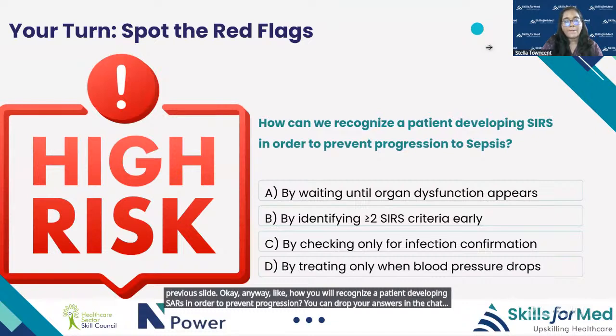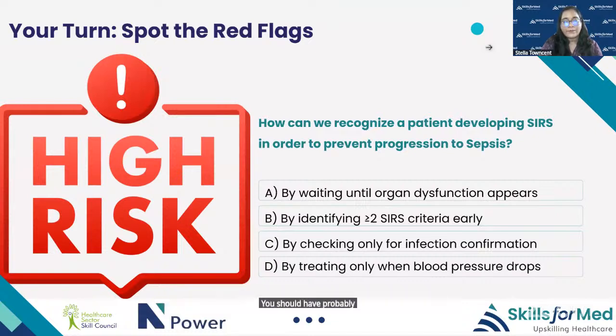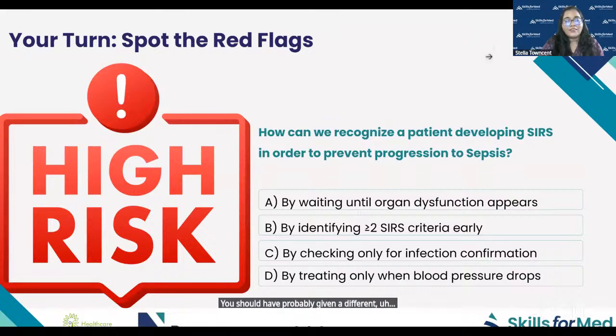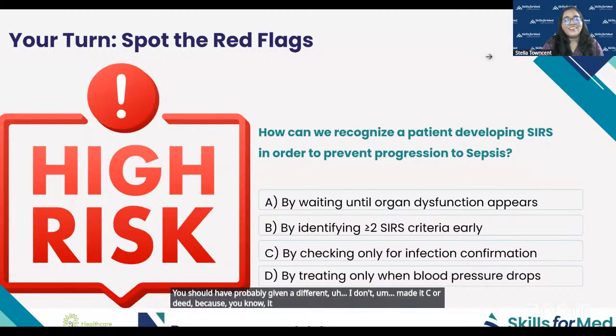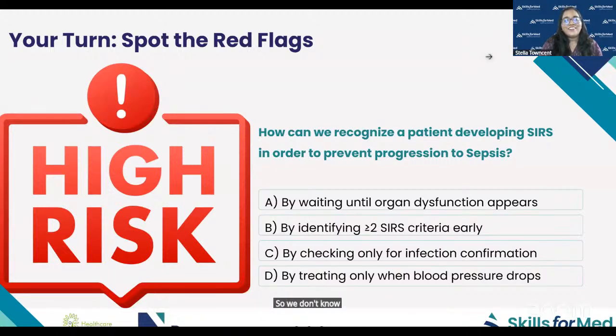You should probably have given a different answer, made it C or D, because it's all B. So we don't know if it's for this question or the previous question. Yes, I could have done that. I'll work on that. Is it B? Yes.